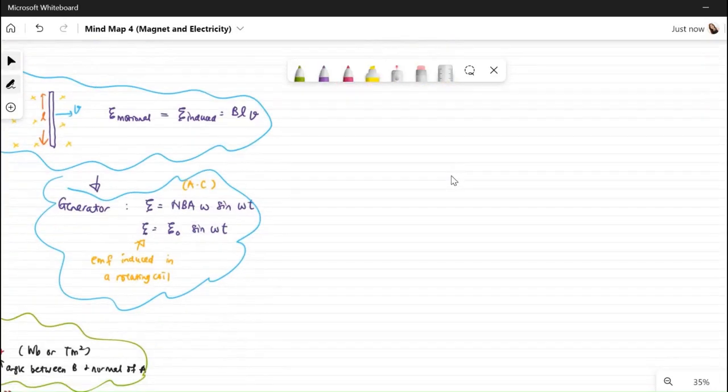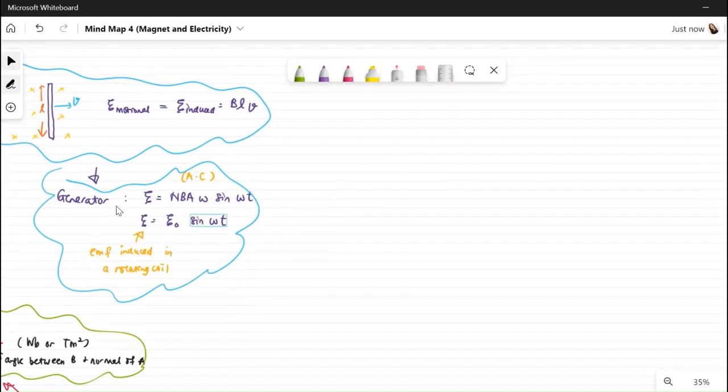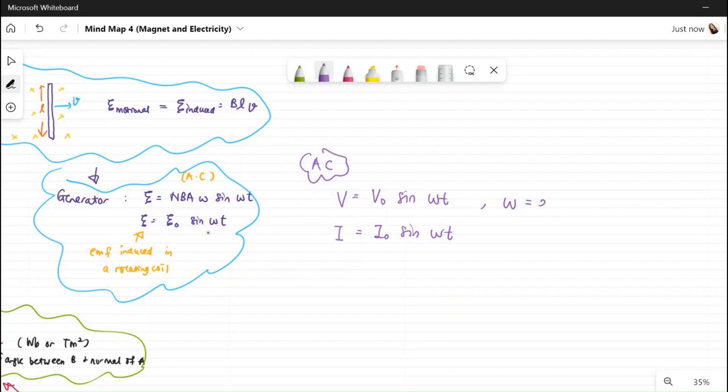Since we know that the voltage produced in a generator is in the AC form, now we discuss AC. AC stands for alternating current, right? The AC voltage can be represented by the expression V equals V naught sine omega t, and the current for AC will be I equals I naught sine omega t, where omega is called the angular frequency, and it can be related to the frequency f, where omega equals 2 pi f.